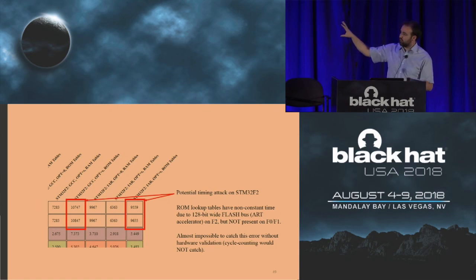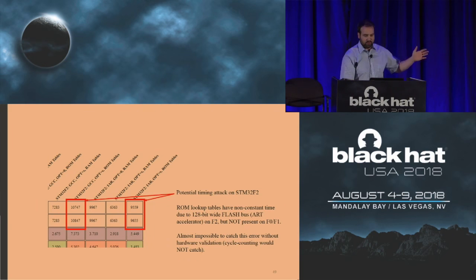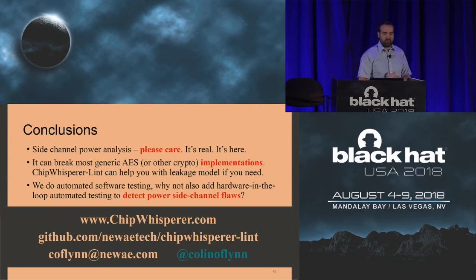Now, it is a little different than cache timing. It's not as clearly possible to exploit this. It does have some information, but because you can't clear the cache or anything like that, it's not as bad an attack as a classic cache timing attack. So that's a quick overview of things that you can do with ChipWhisperer-Lint.